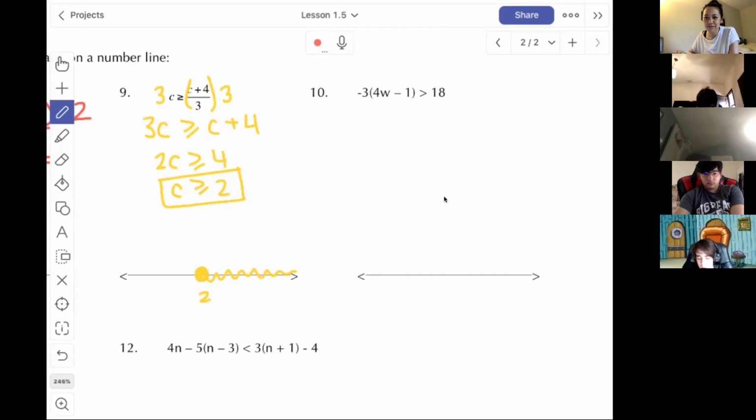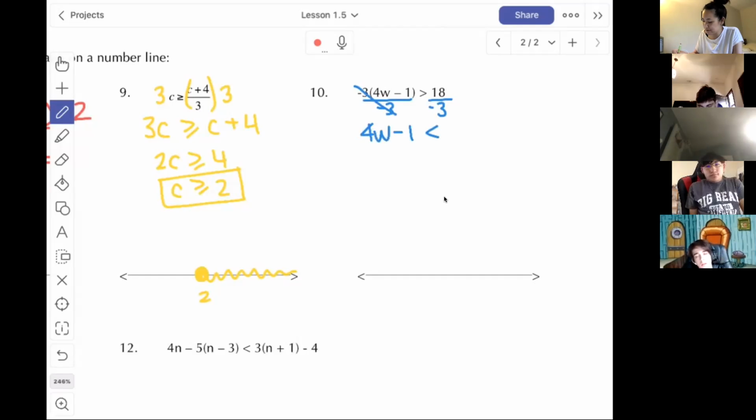Divide by -3. Oh, good move. Nice. A lot of people would say distribute the -3, but I think your method is way smarter because it makes numbers smaller, which makes it easier. So I'm going to divide by -3. So I get 4w minus 1, switch the sign because I divide by a negative, is equal to -6.